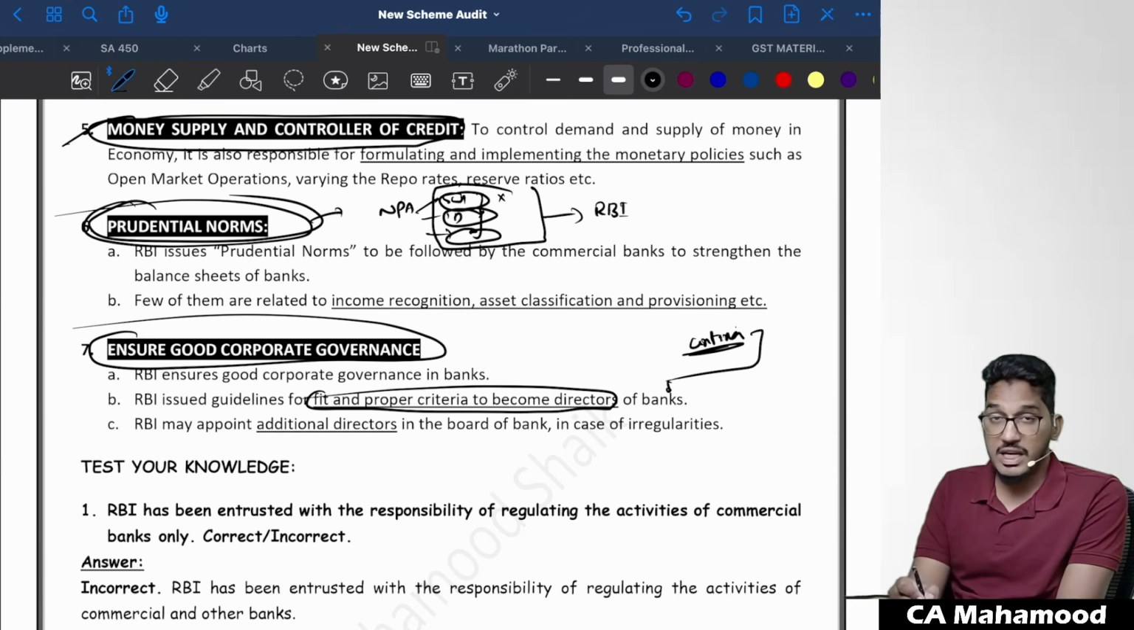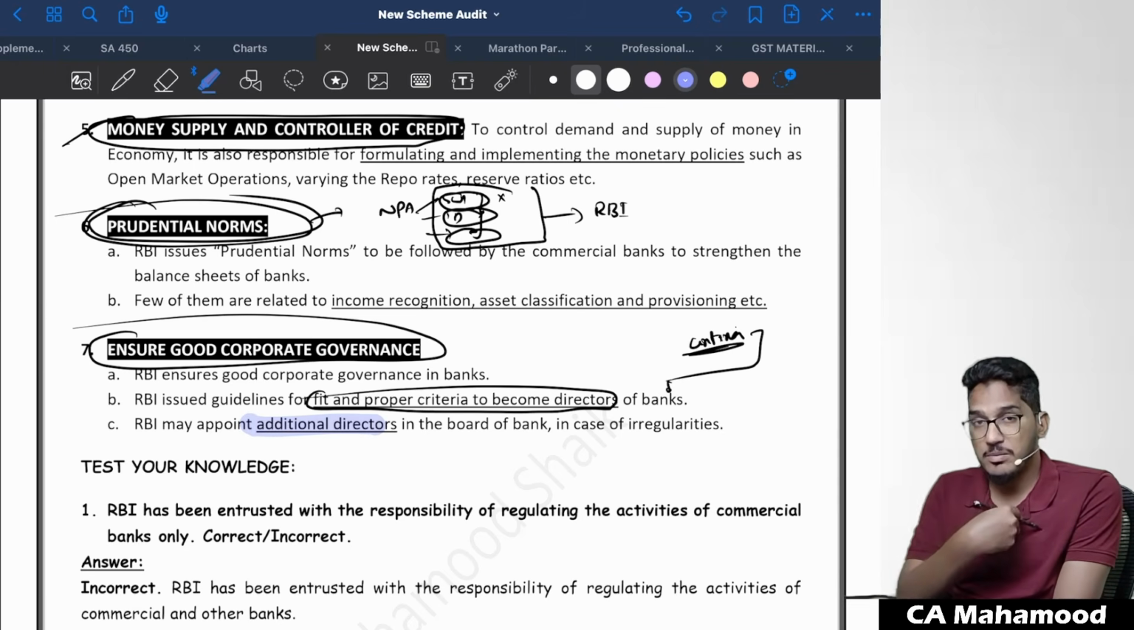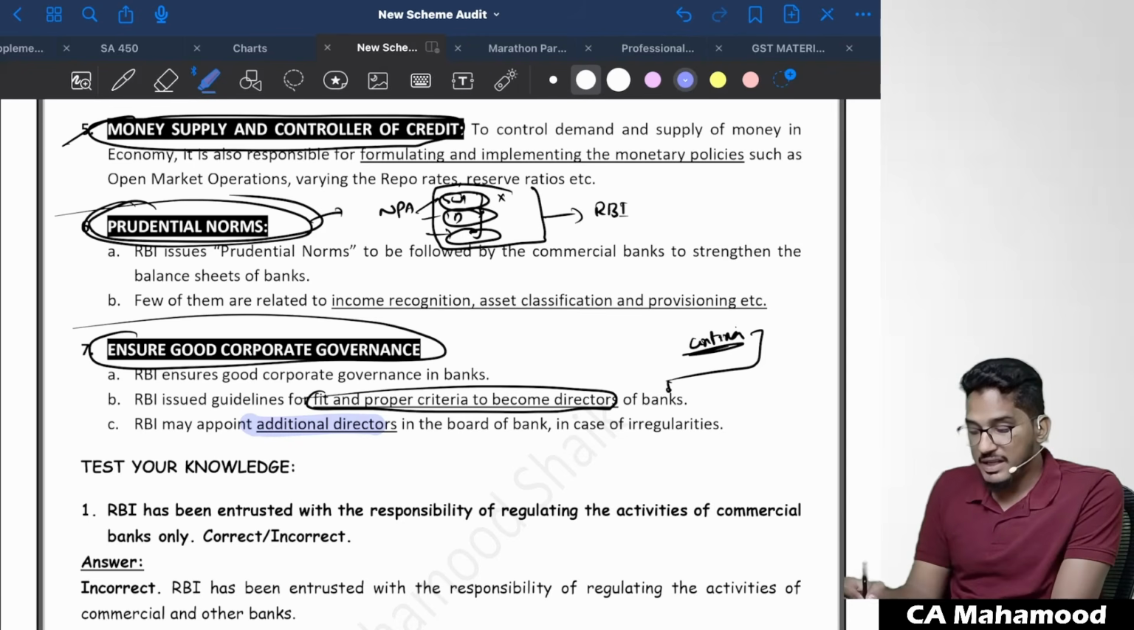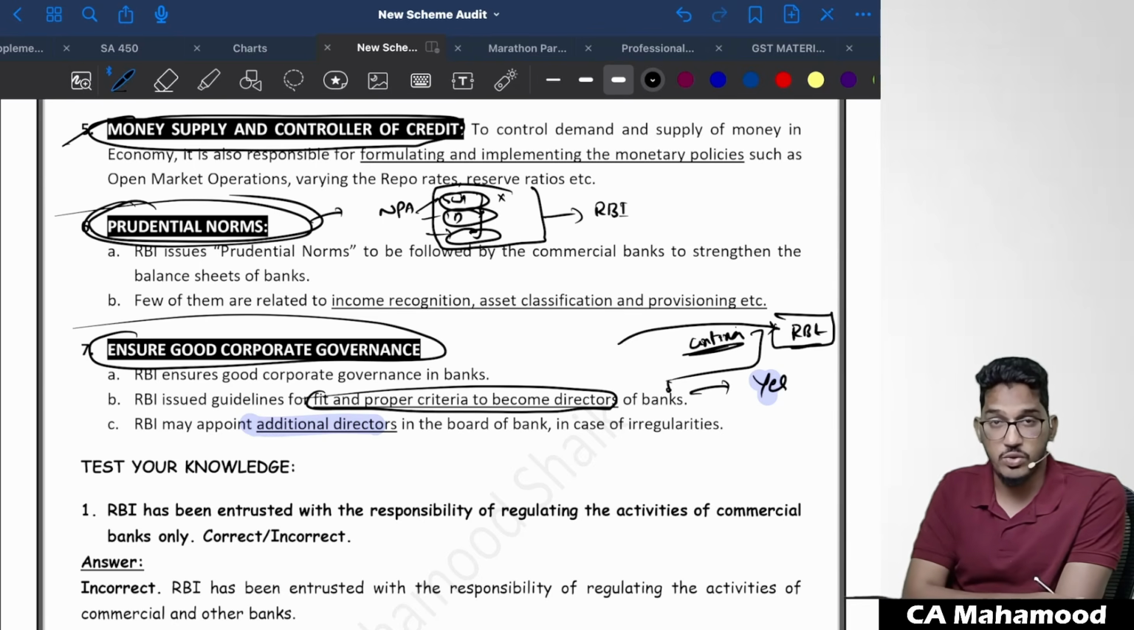And also, if the RBI feels that the transactions of certain banks are suspicious, they can appoint their representative as a director on the board of that respective bank. Like in the YES Bank board of directors, there are some directors who are representatives of RBI. And also in the case of RBL Bank, not RBI guys, there is a bank called RBL Bank. Even in the board of directors of RBL, there are some representatives of RBI fulfilling their functions as directors.